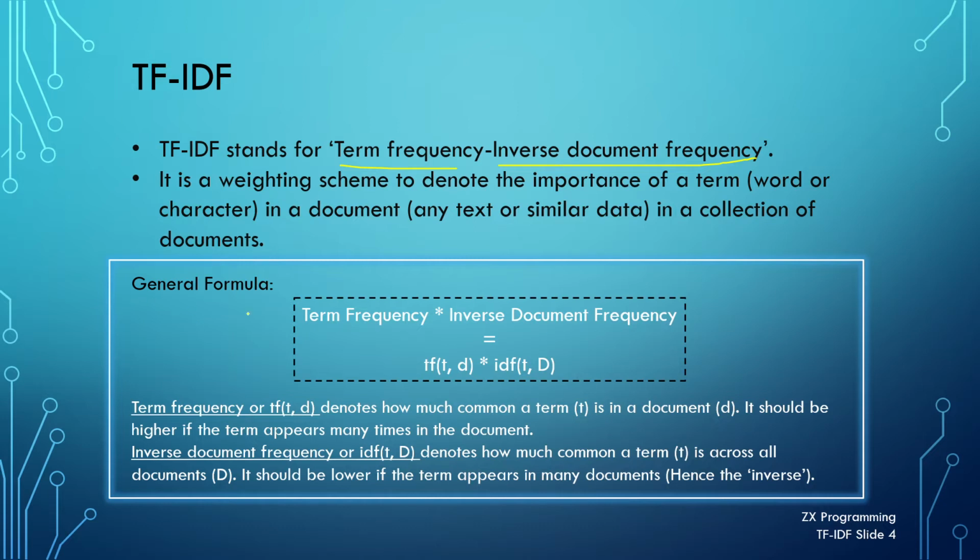The general formula for calculating TF-IDF is to calculate the term frequency, calculate the inverse document frequency, and multiply those. Term frequency can be defined as a function that takes 2 parameters.